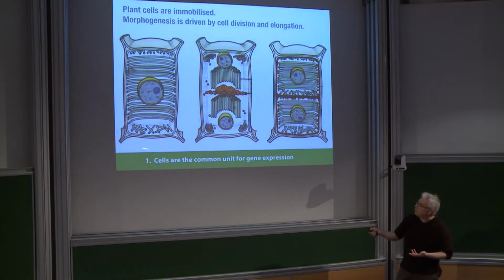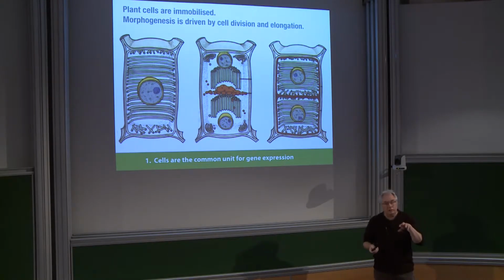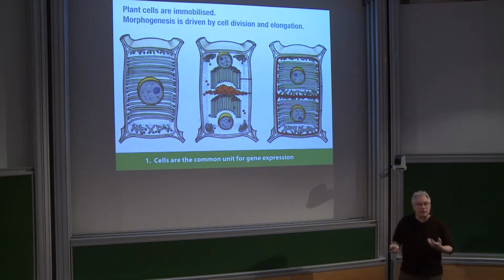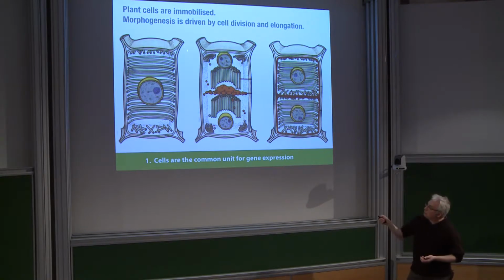So we have a plant cell here which has grown and is about to divide to create two daughter cells. And I use this cartoon to illustrate a couple of the salient features of plant growth which make it different to animals and help explain why plants look different from animal systems. So plant cells are immobilized. Just like the macroscopic plant, which is rooted in the ground, plant cells are immobilized.